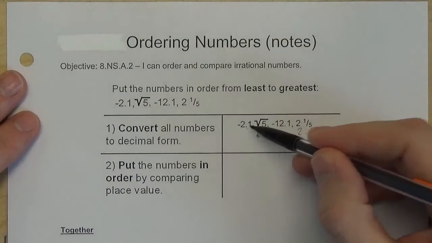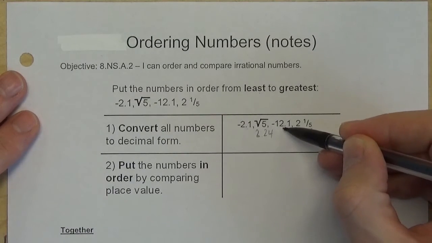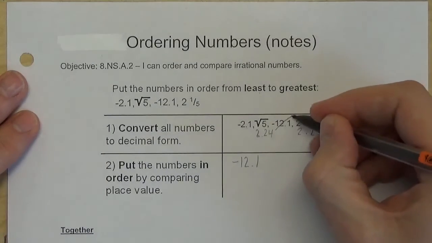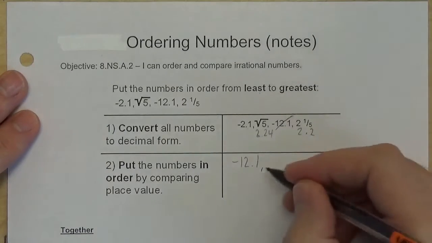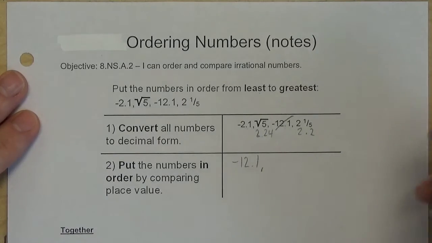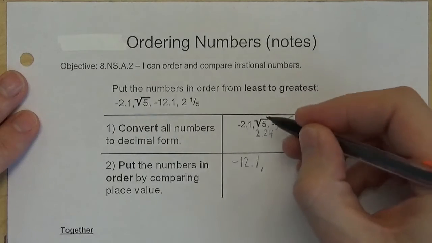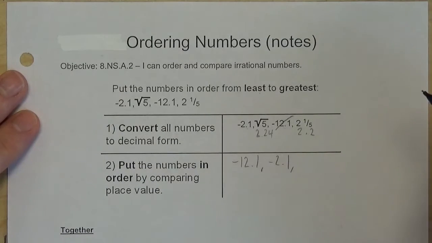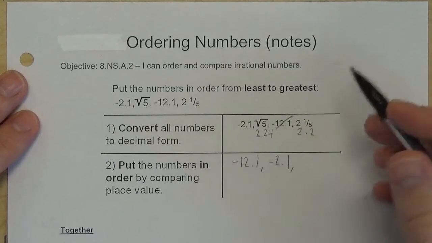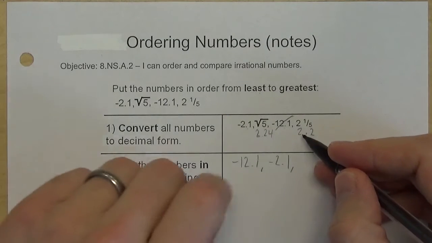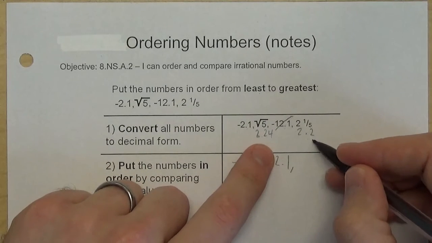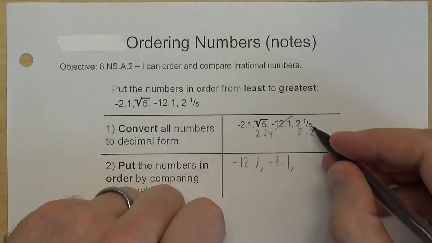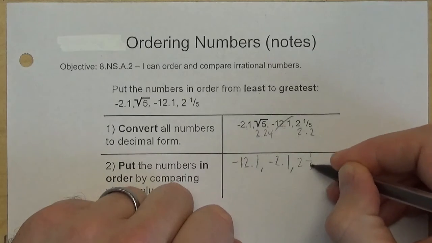So between negative 2.1 and negative 12.1, the one that is actually less, because it's a negative, is negative 12.1. So that'll start off our list here. I kind of like to cross out the numbers as I use them too, so I don't end up mixing up which ones I'm comparing that are left. And then we have negative 2.1 will be next, because the other 2 that are left are positive. And we got 2.24 and 2.2. So let's compare those. We got 2 in the ones place, 2 in the tenths place, nothing in the hundredths, and 4 in hundredths. So this one is greater, which means since we're going least to greatest, 2 1/5 will be written next.